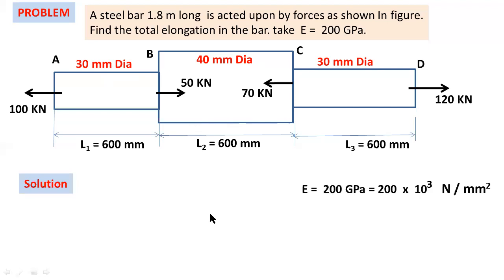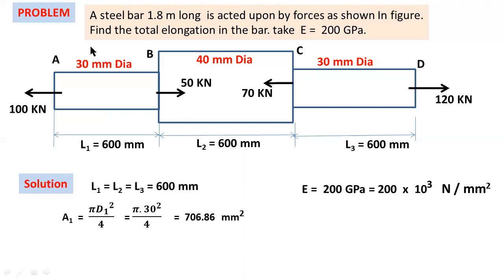The given data is Young's modulus equal to 200 gigapascal. So 1 gigapascal is 10 power 3 Newton per mm square. L1, L2, L3 are the original lengths, and these three are the same: L1 equals L2 equals L3 equals 600 mm. A1 is the area of the bar AB. I consider this diameter as D1. The area of bar AB equals pi by 4 D1 square. Here D1 equals 30 mm, so A1 equals 706.86 mm square.